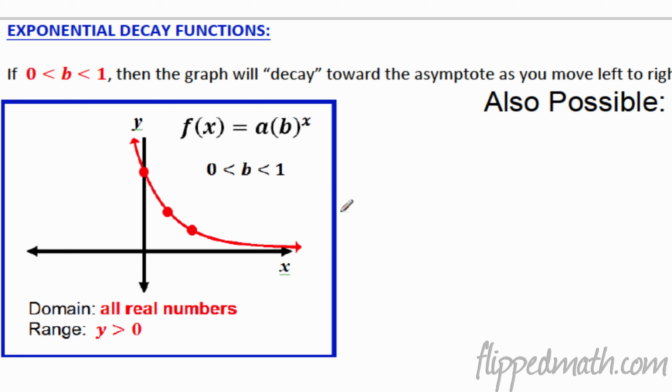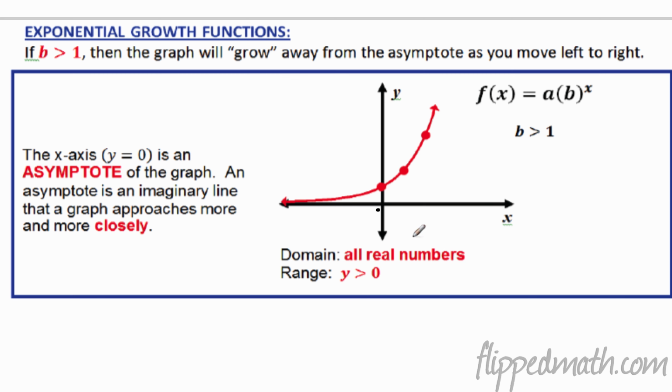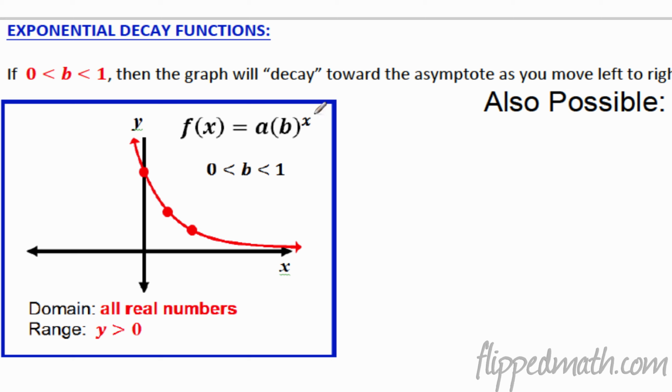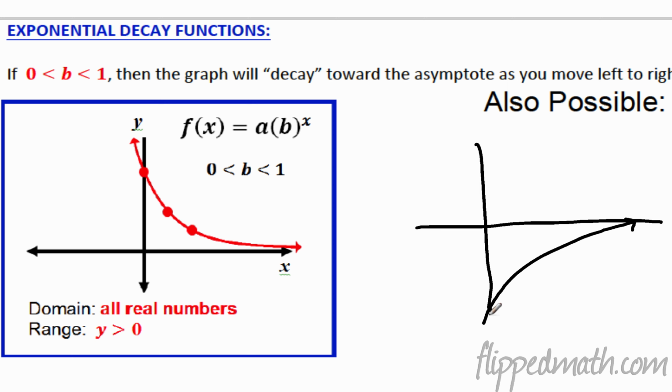Don't forget, let me back it up. Don't forget that this is also possible when a is negative, because you have that product and it's multiplied by a negative, it goes down. These are both growth functions. Decay functions get closer and closer and closer to some asymptote. In this case, it's y equals 0. The domain is all real numbers, and the range here is y is greater than 0, and that's when b, the base, is between 0 and 1. Okay, remember growth and decay. Don't forget about their negative functions as well.